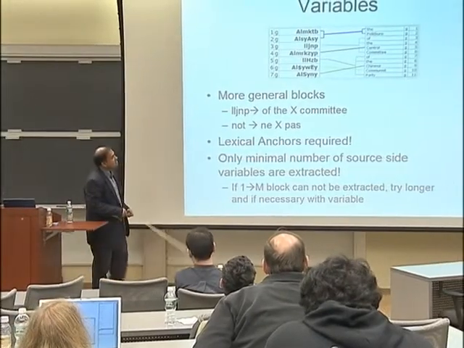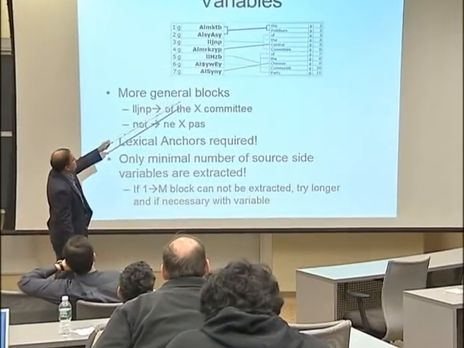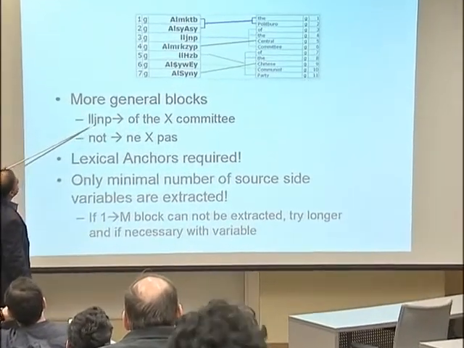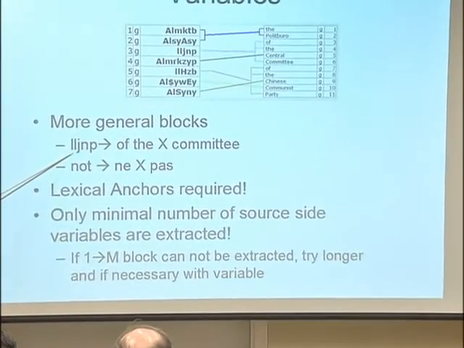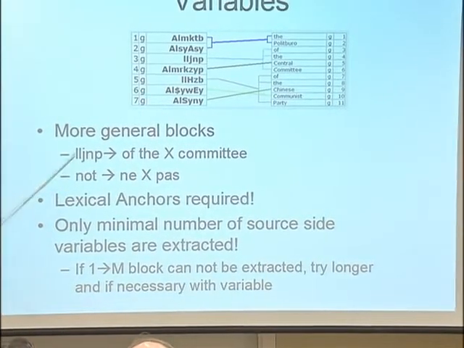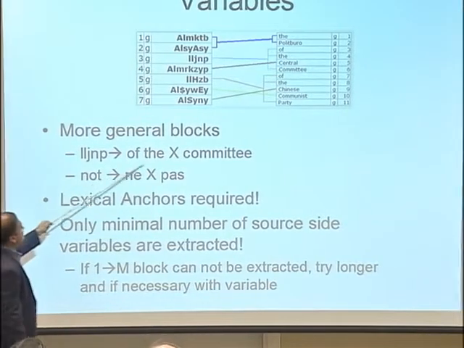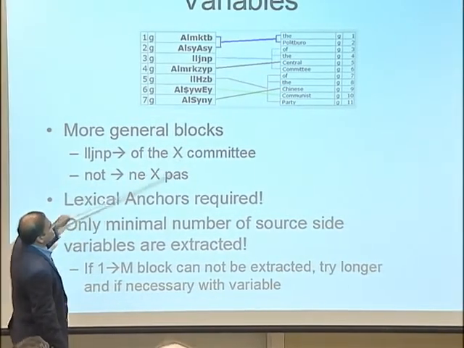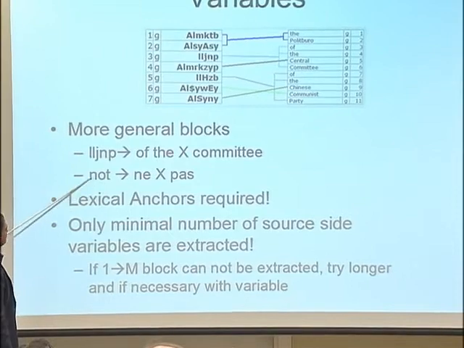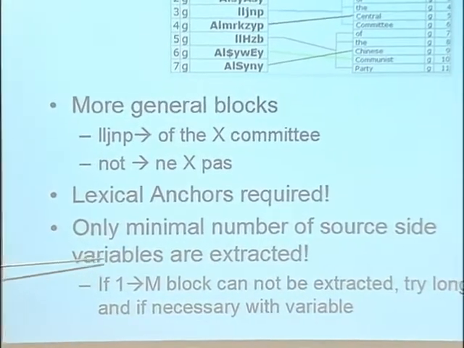Okay, so variables. I've already kind of hinted at them before. So here, the source words LL, J, and P. I don't speak Arabic, so what I do is I Romanize it and spell it out. LL, J, and P produces "of the committee X", where X is a variable. And I gave the French example before.